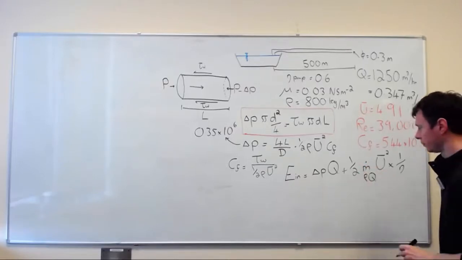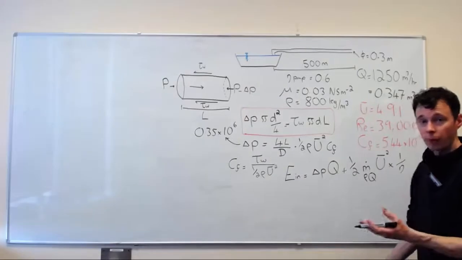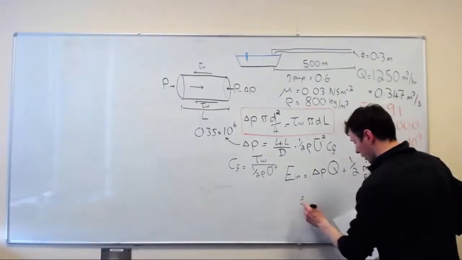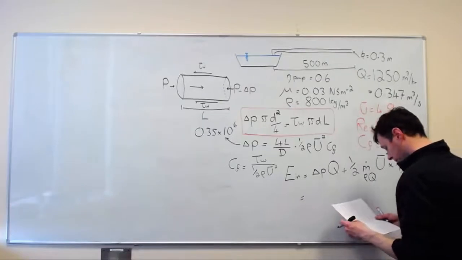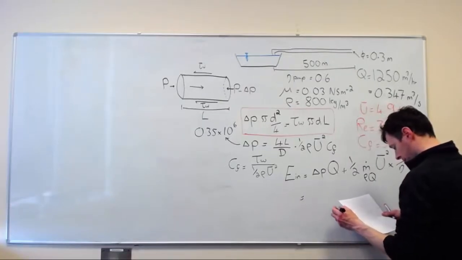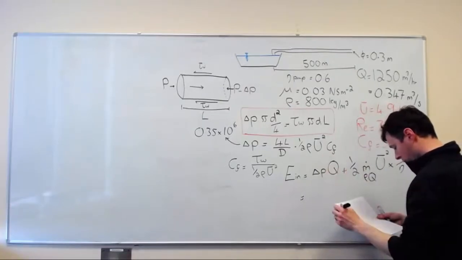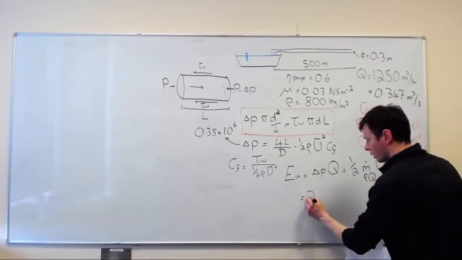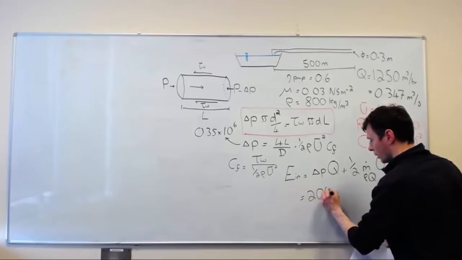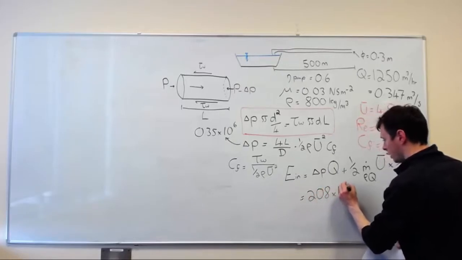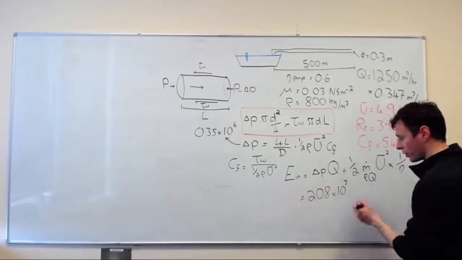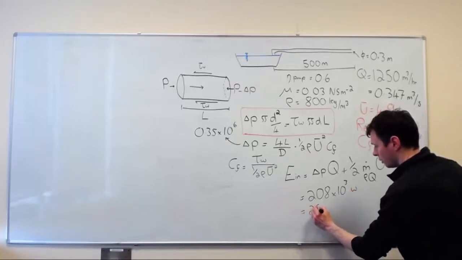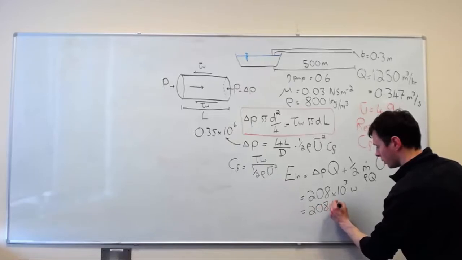So that's that. And then you can just plug in all the numbers. I'm not going to write it out, I'm running out of board space. If you do that, you get the answer in the book. And all the numbers are on the board somewhere. So you get 208 times 10 to the 3 joules per second, or watts. So that's 208 kilowatts.